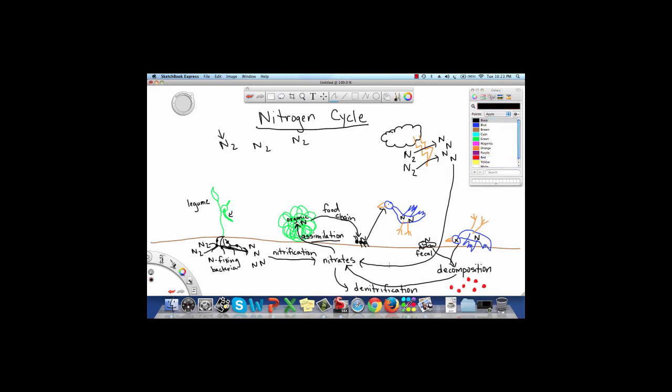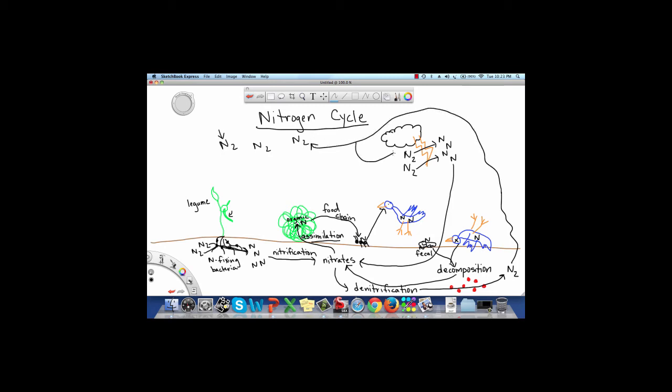Okay. So this denitrifying bacteria performs this process of denitrification. Basically, they take excess nitrates in the soil that aren't being taken up by plants, and they turn it back into nitrogen gas, the inorganic form of nitrogen, which makes its way back up into the atmosphere. Let me make this go away. And we get back to where we started. So we have now completed our cycle.